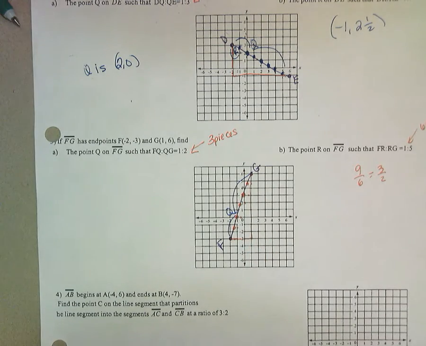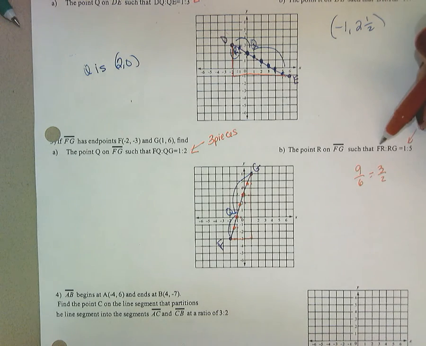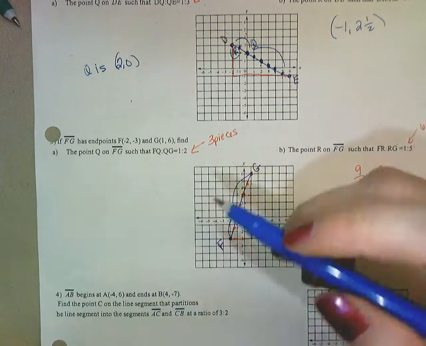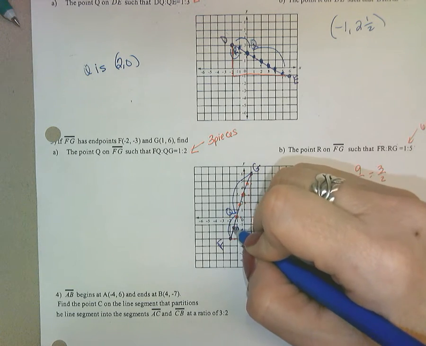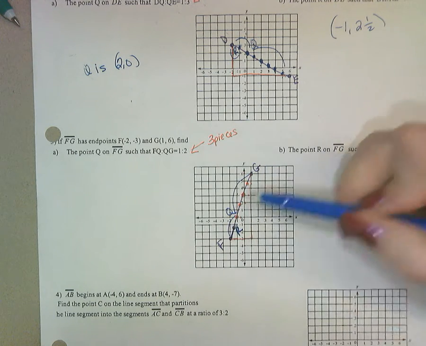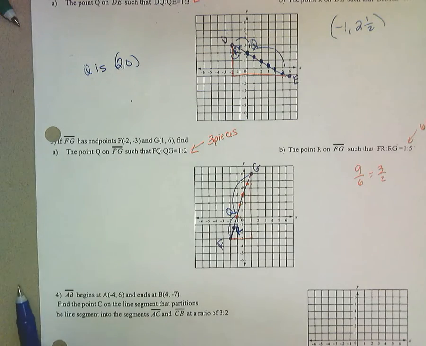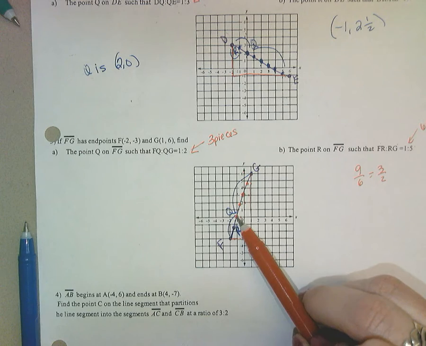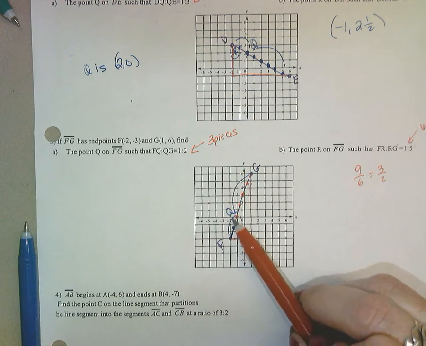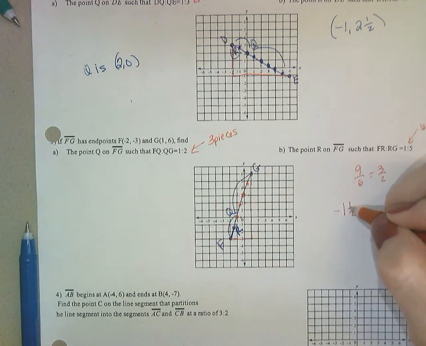So now I want to put R on there such that when I start at F and I go towards G, I'm in a 1 to 5 ratio. That would put it right here. This is 1 piece, and here's 5 pieces on the RG side. Let's find that coordinate. We're just going to think through it. We're not going to do any math. This is -1.5. Remember, I was going half this direction, so it's -1.5.